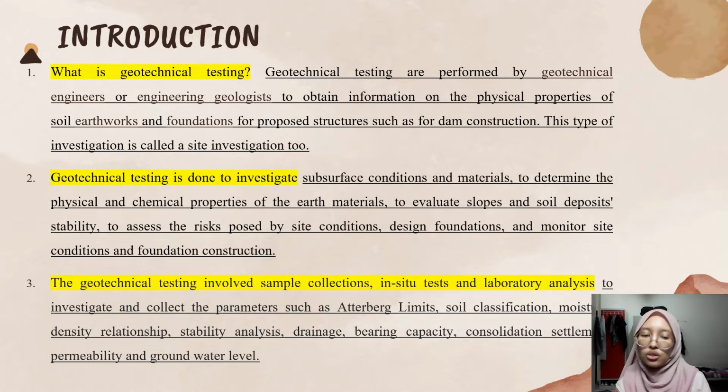Third, geotechnical testing involves sample collection, in situ test, and laboratory analysis to investigate and collect parameters such as Atterberg limits, soil classification, moisture density relationship, stability analysis, drainage, bearing capacity, consolidation, settlement, permeability, and groundwater level.